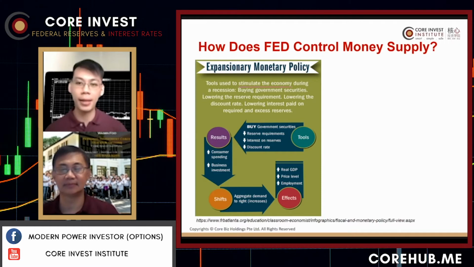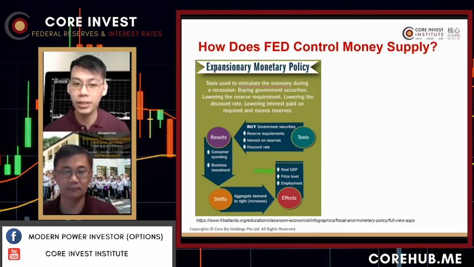So how does the Fed control money supply? It really depends on the objective, right? Either do they want to stimulate the economy during a recession? What they will do is buy government securities, reduce the reserve requirement, reduce the interest on reserves, and reduce the discount rate. And that will result in an increase in consumer spending and an increase in business investment, right? So there is a shift of aggregate demand, and that will increase the real GDP, price level, and employment.